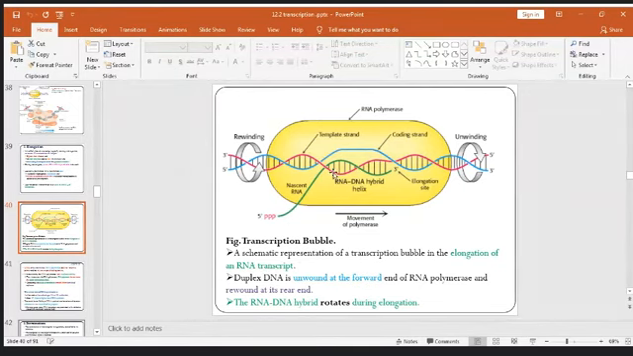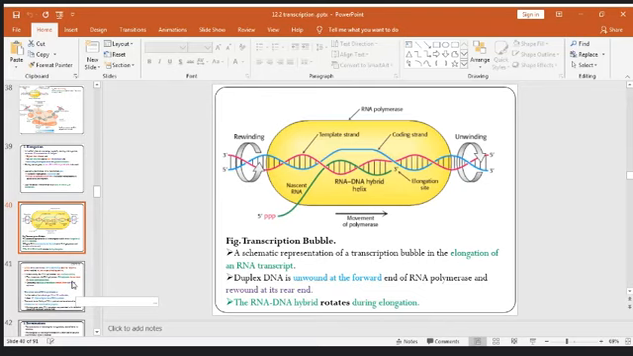The transcription bubble differs during the stage of initiation and the stage of elongation. One of the reasons is that during initiation there is the presence of the sigma subunit of the enzyme. During elongation the sigma subunit of the enzyme is already left. Duplex DNA is unwound at the forward end, and it can be rewound after the process takes place. The RNA-DNA hybrid rotates during the elongation.